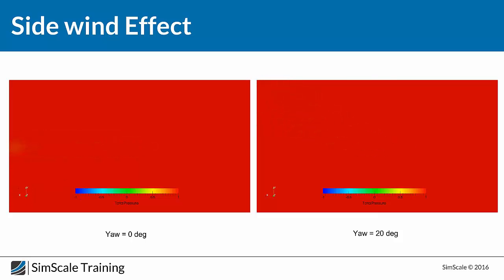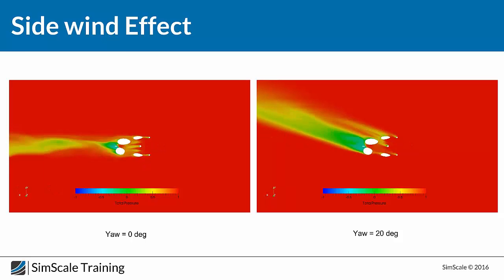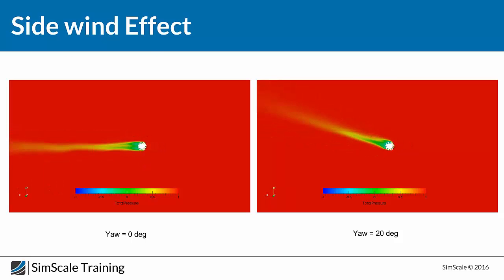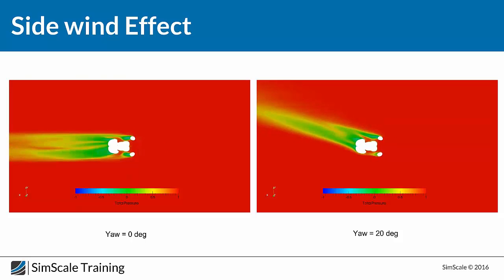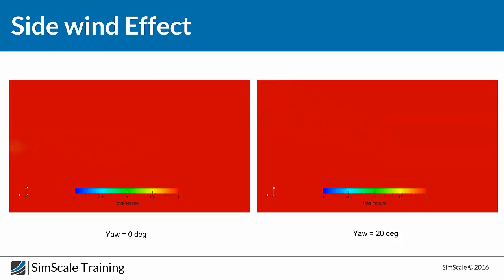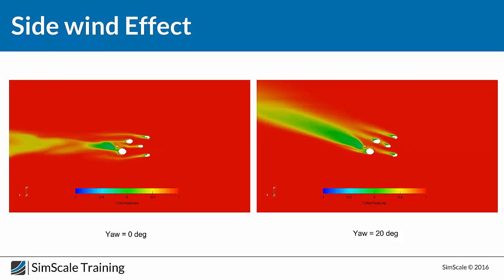And we can see from the left side we have the yaw angle equal to 0. This means we don't have side wind, and from the right side we have 20 degrees. With 20 degrees we can see clearly the size and the shape of the wake is significant compared to the no yaw angle.